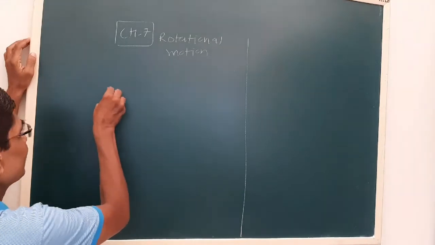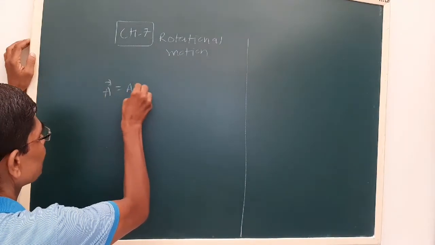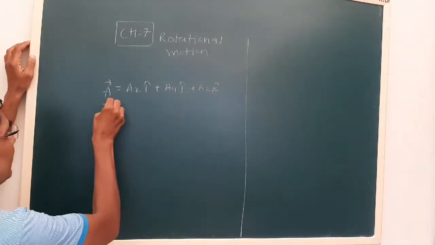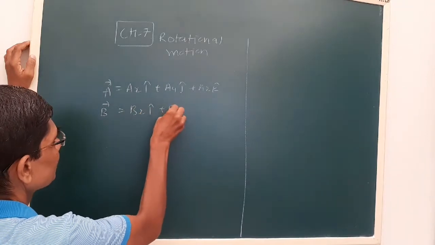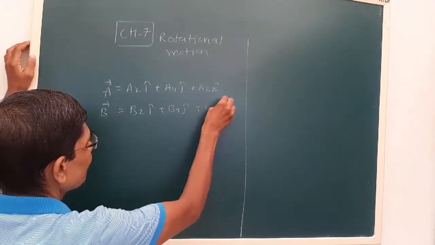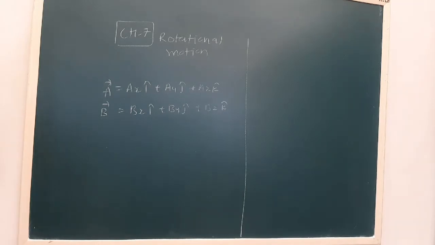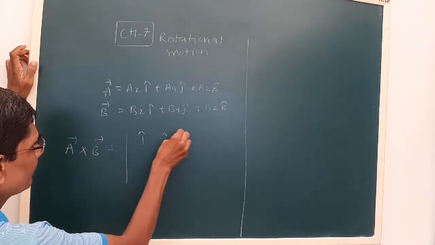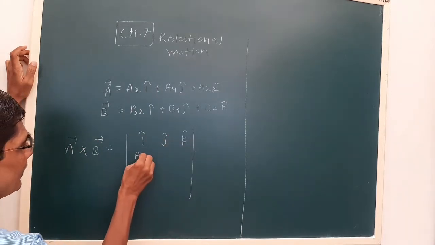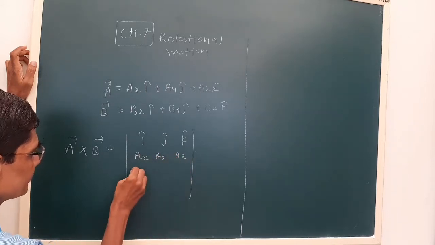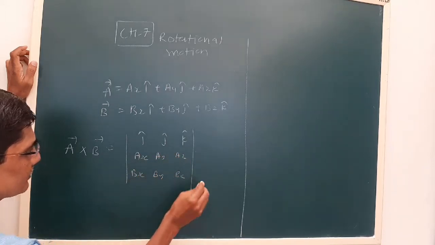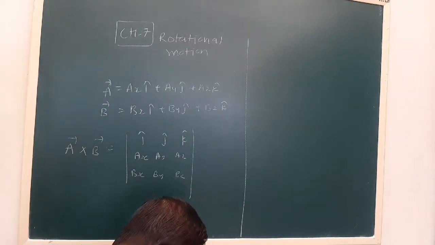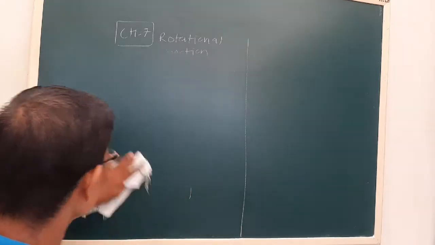See, vector A is AXi plus AYj plus AZk, and vector B is BXi plus BYj plus BZk. These are the Cartesian components of vectors A and B. Then A cross B we can write in terms of the determinant: AX, AY, AZ, BX, BY and BZ. We also saw how to simplify this. Now we take an example based on this, so that will give us a better understanding.